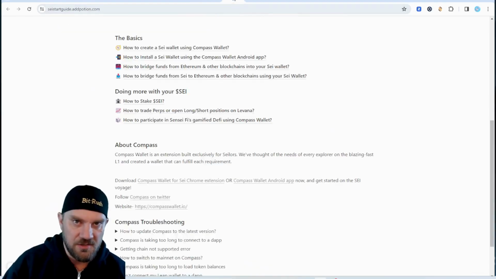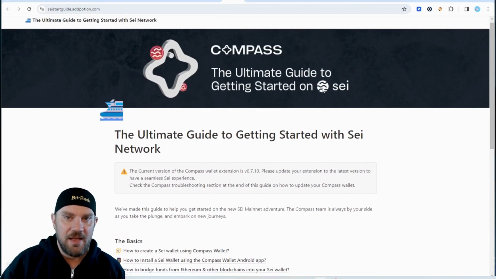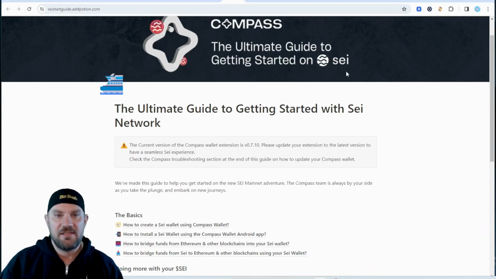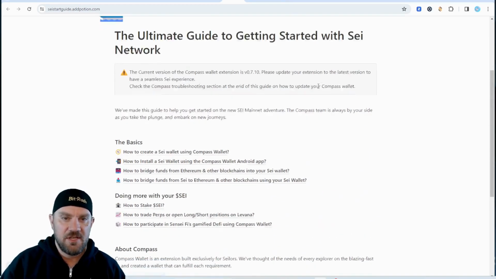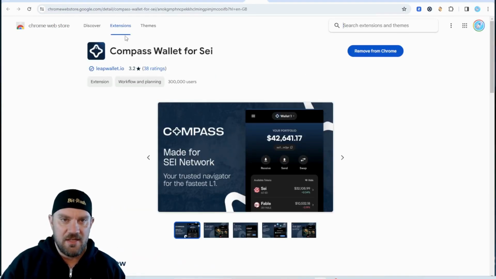but let's go ahead and get started. So there is this nice guide here by Compass, and it's the ultimate guide to getting started on the SEI network, and I will have this linked in the description. And the first thing you're going to need to do is to get a wallet, and I think the best one is the Compass wallet.